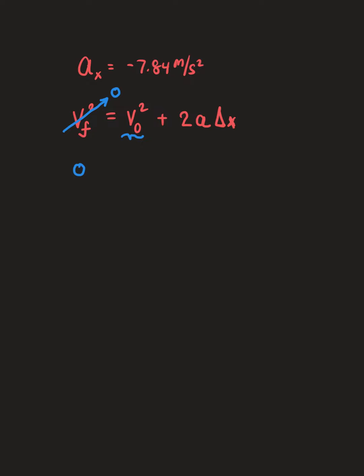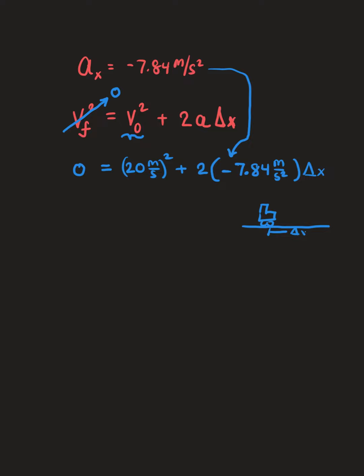So we have 0 squared, which is still 0, equals 20 meters per second squared plus 2 times the acceleration rate, which was negative, which we found with Newton's second law, negative 7.84 meters per second squared, multiplied by the displacement of the car in the x direction. So this is the distance that the car will travel in the x direction before it comes to a complete stop, before its final velocity is 0 meters per second, given that the starting velocity of the car was 20 meters per second. Now we can go ahead and solve this equation.